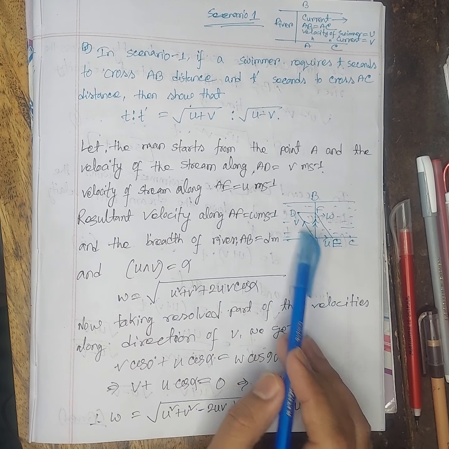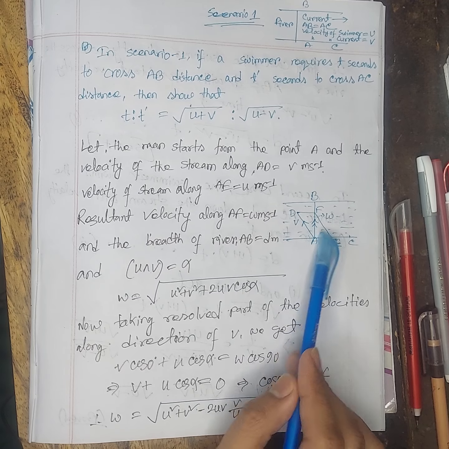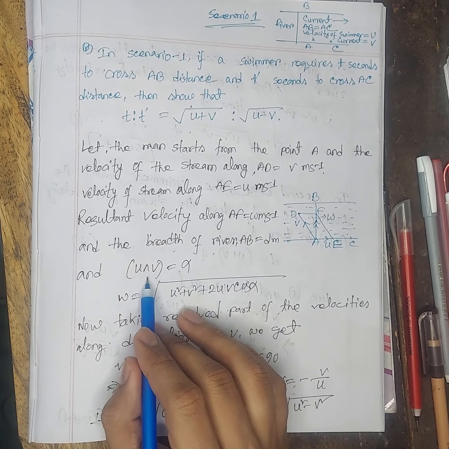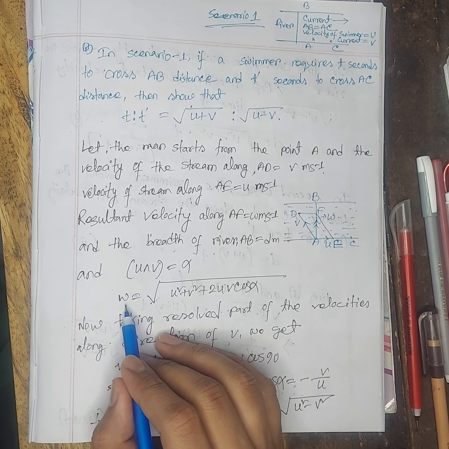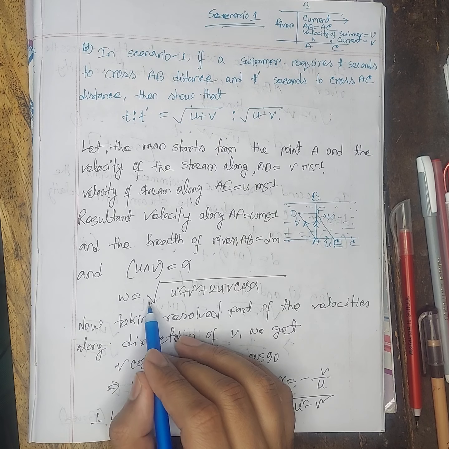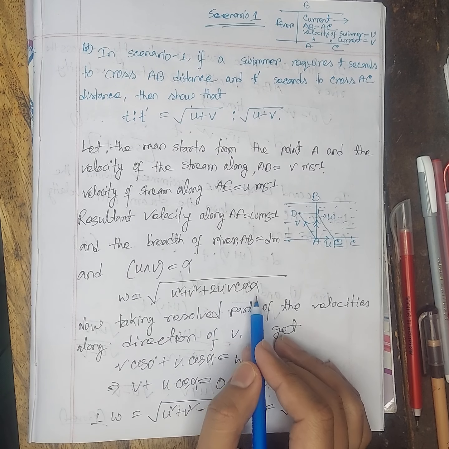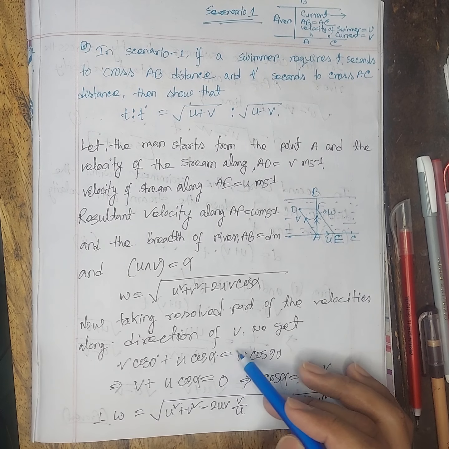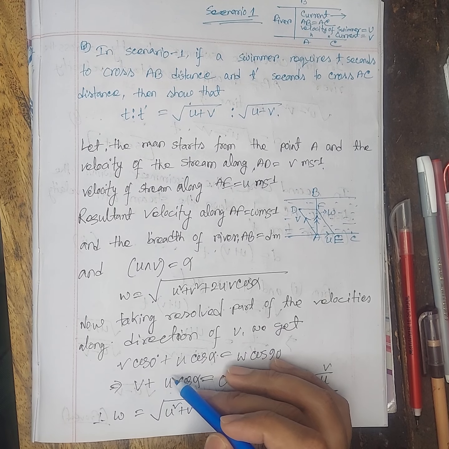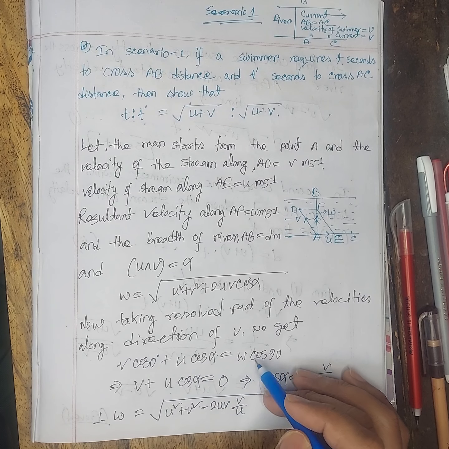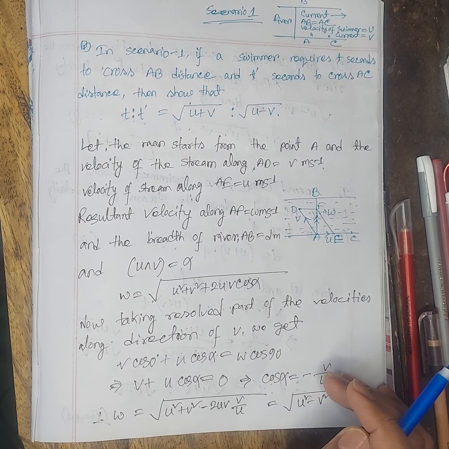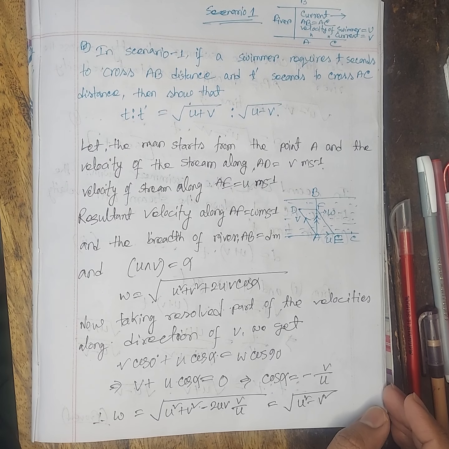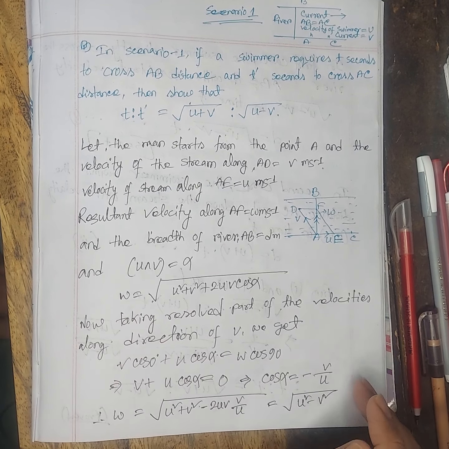Here we can see that v acts across this line and u acts across this line. So u and the angle between u and v is alpha. So the resultant w is equal to root over u square plus v square plus 2uv cos alpha. Now taking resolved parts of the velocities along the direction of v, we get v cos 0 plus u cos alpha is equal to w cos 90 degrees. So v plus u cos alpha is equal to 0. So cos alpha is equal to minus v by u. So w is equal to root over u square minus v square.